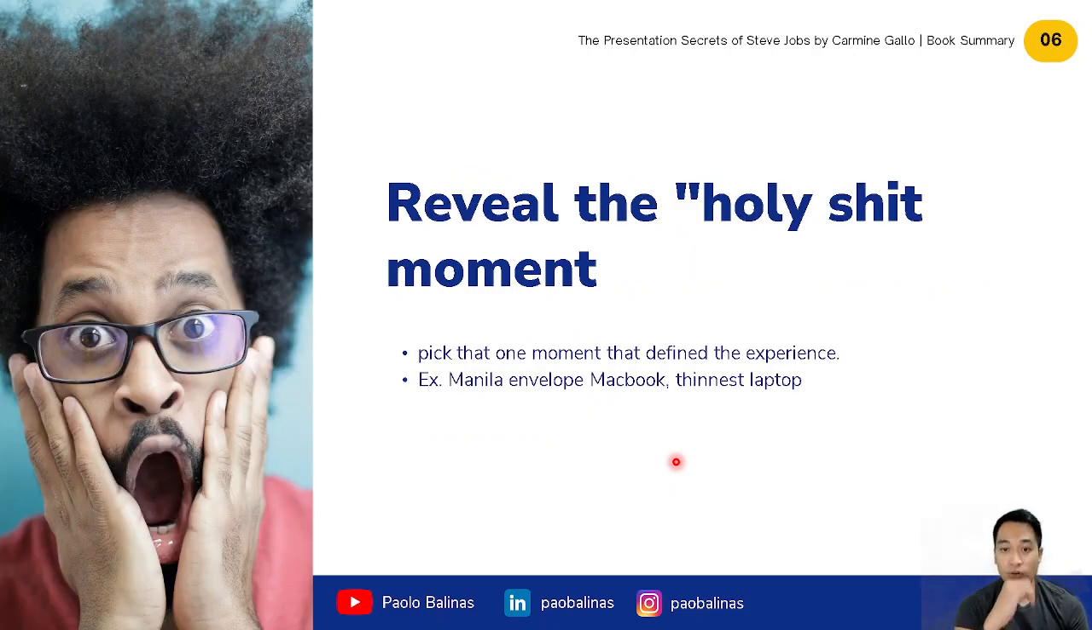The fourth one is reveal the holy shit moment. So what does this mean? Pick one moment that can define the experience. For example, I think the MacBook Air when they released it, rather than simply present the specifications, show the product. Steve Jobs was a master of this, wherein he had a Manila envelope that contained the MacBook, and he slowly revealed it by removing it from the Manila envelope, and highlighting that this is the thinnest laptop ever created, right?